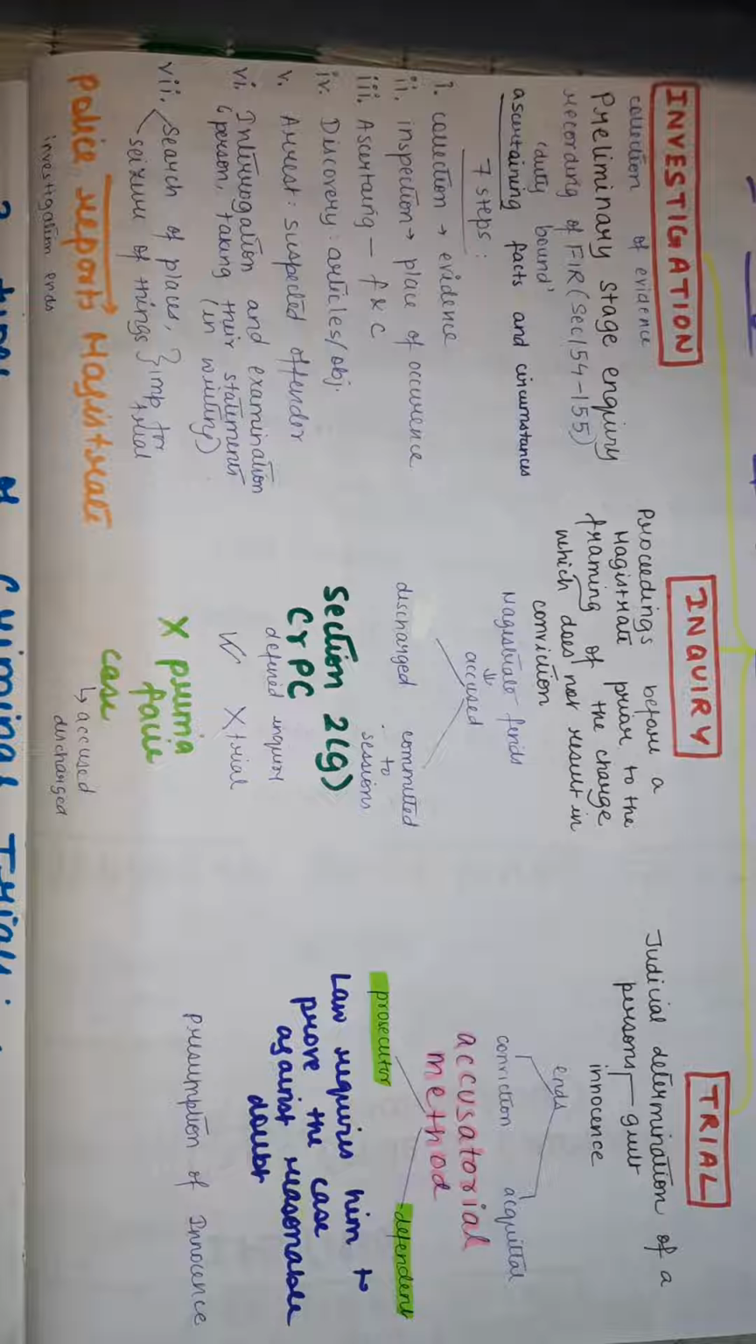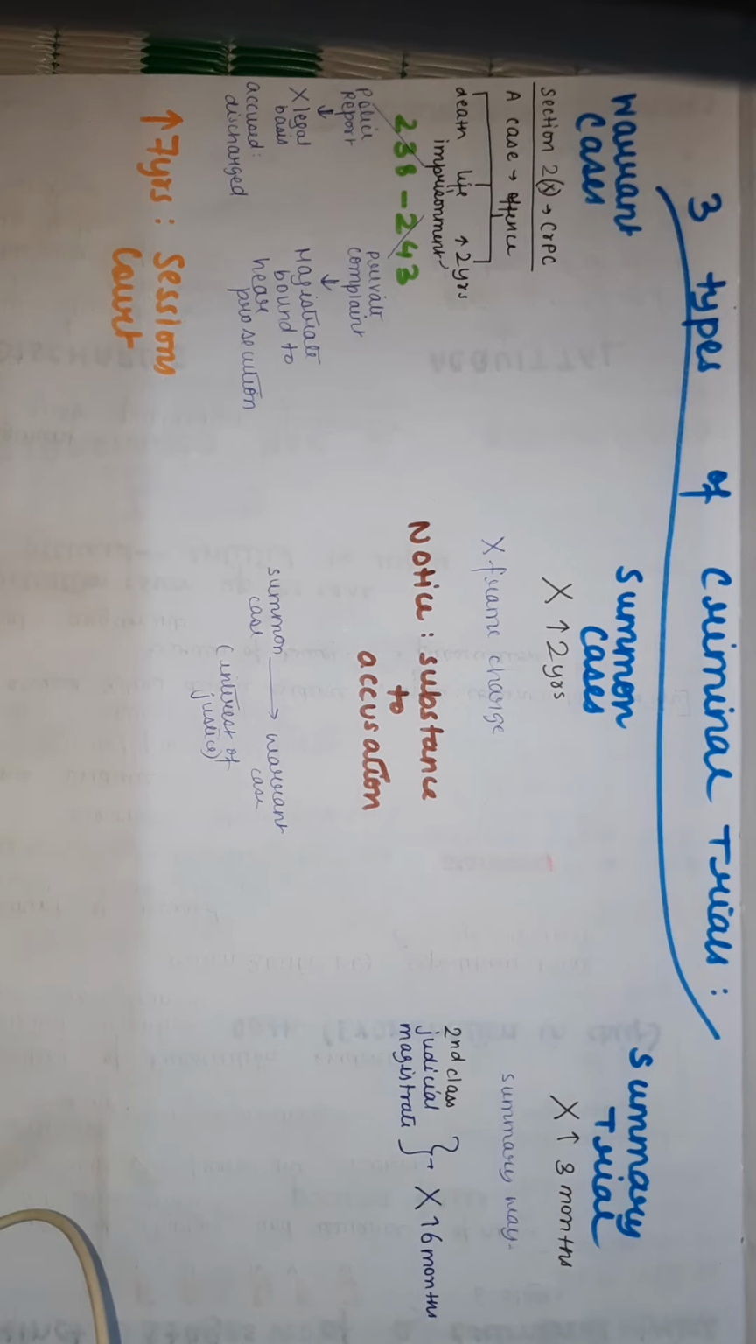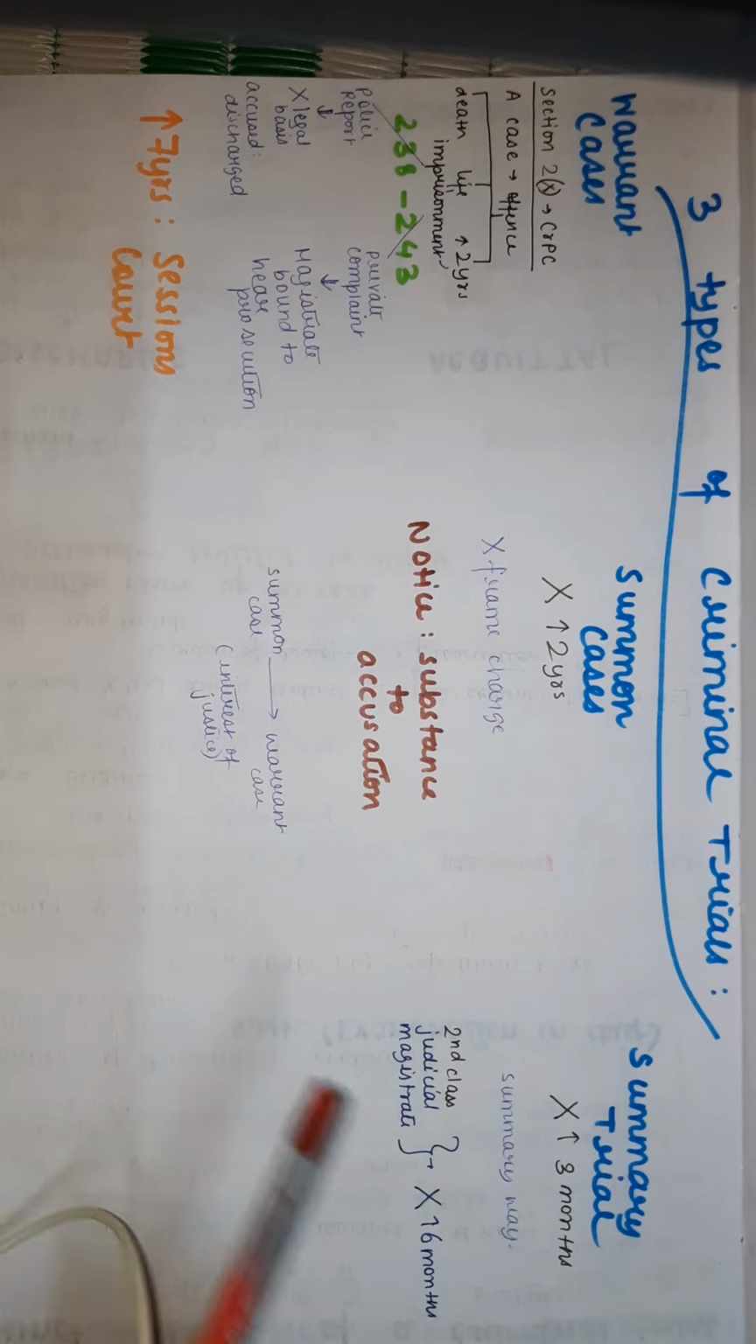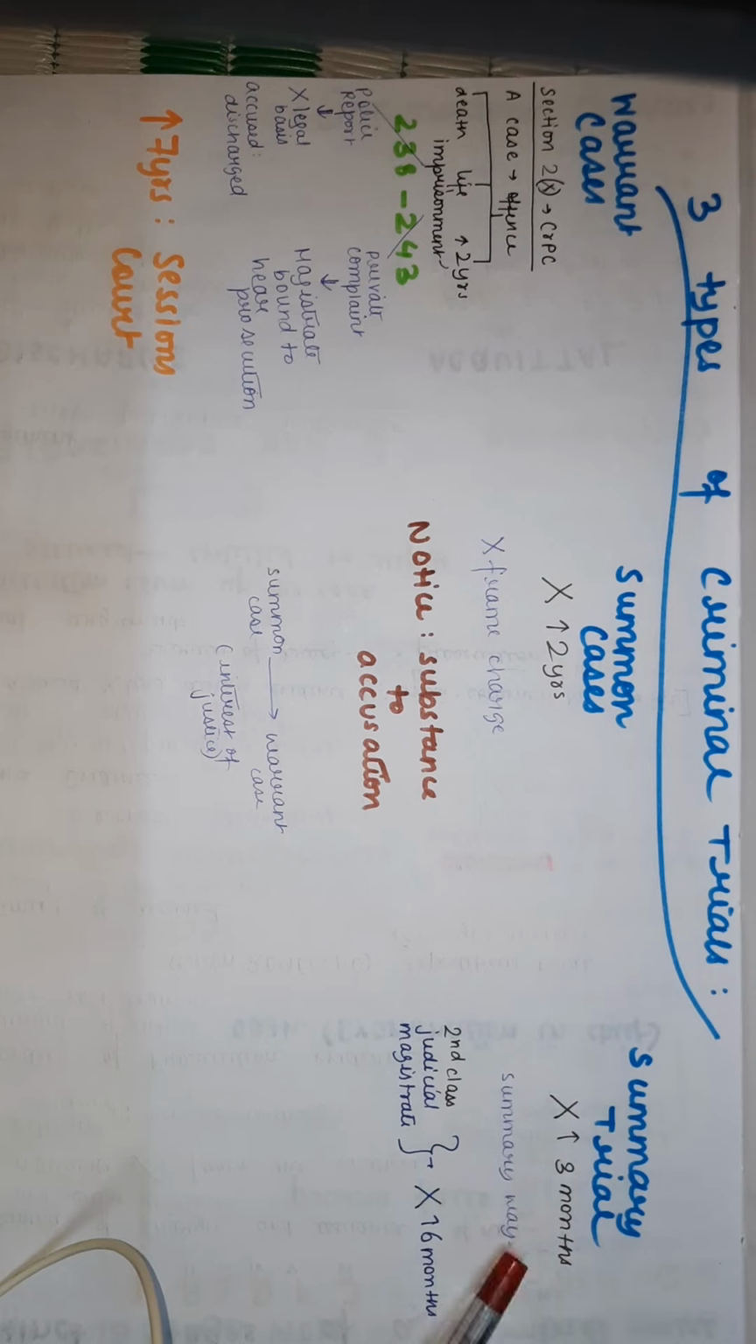After the three stages of a criminal trial, next we move to the three types of criminal trials. There are three main types: warrant cases, summon cases, and summary trials. What is a warrant case? Just know the degree of seriousness. Warrant cases are the most severe types of offenses. Summon cases are the less serious ones, and summary trials are the petty ones, extremely less serious ones.